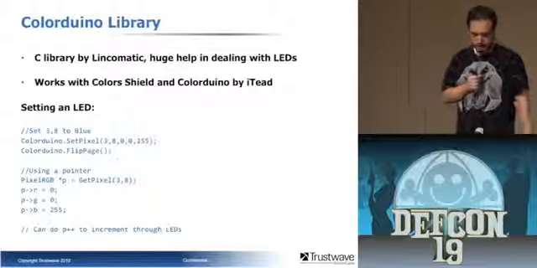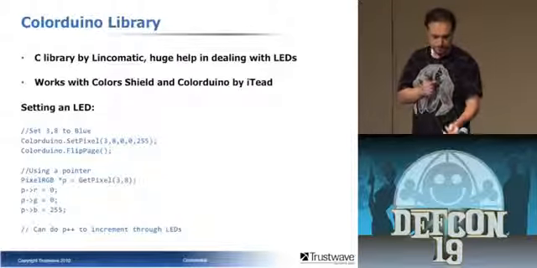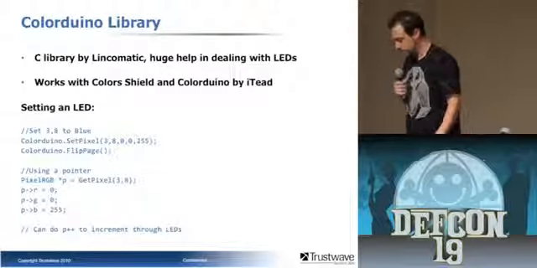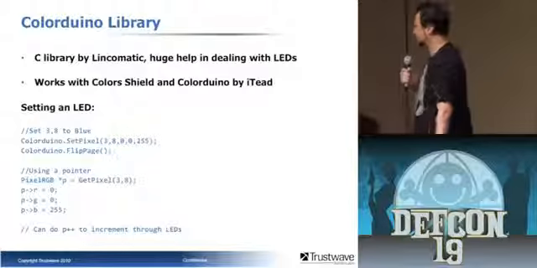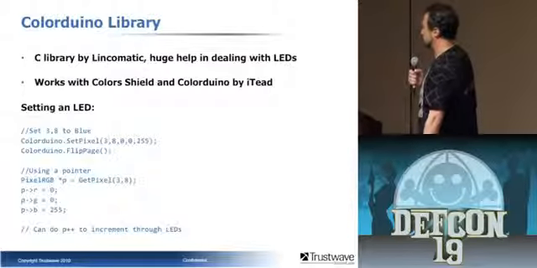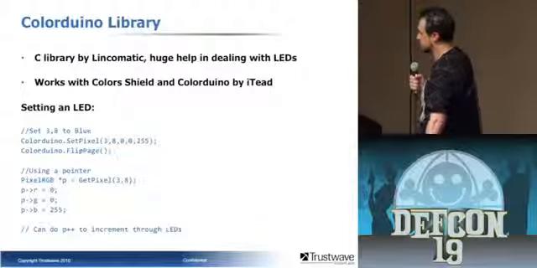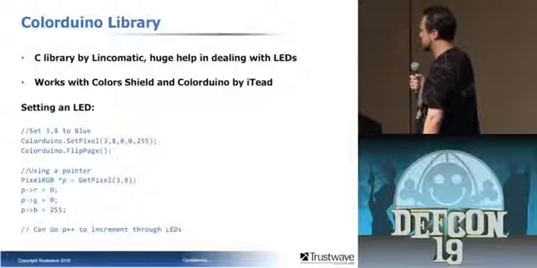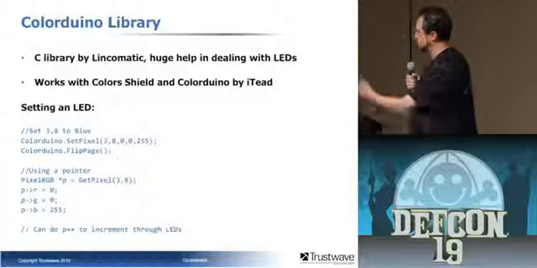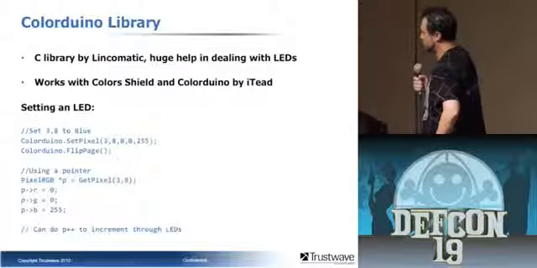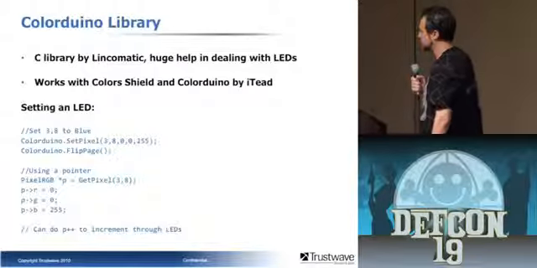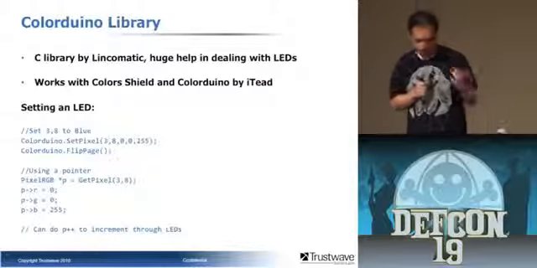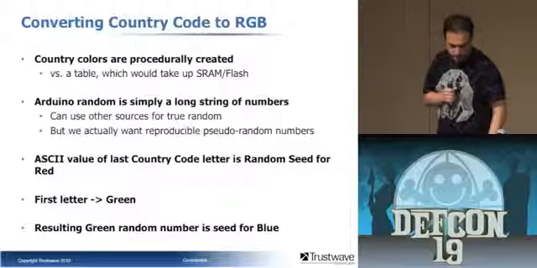So this is the cool stuff. The Colorduino library is a huge help in dealing with the LEDs. Setting an LED is very simple, and there's some basic code there to do it. If I want to set coordinate X3, Y8 to blue, I can do set pixel directly, or I could do it using a pointer and increment. I didn't write this. It's by this dude, Linkomatic, and he's awesome. I emailed him to let him know I'm giving this talk, and sent him a recording, because I was very impressed. It's a very, very cool library.